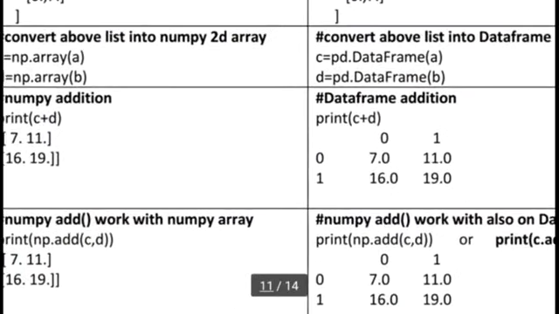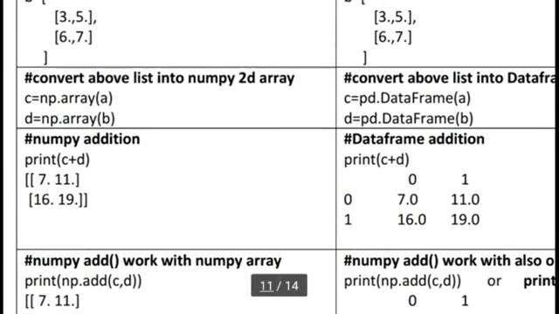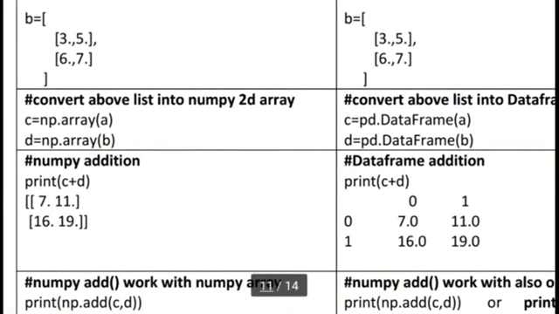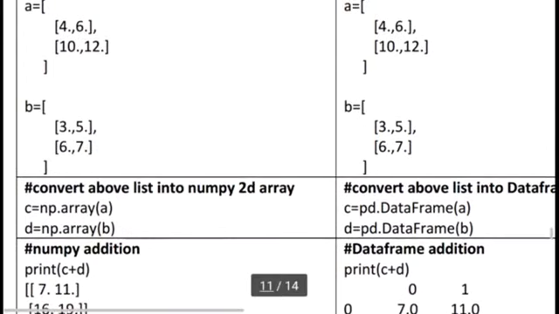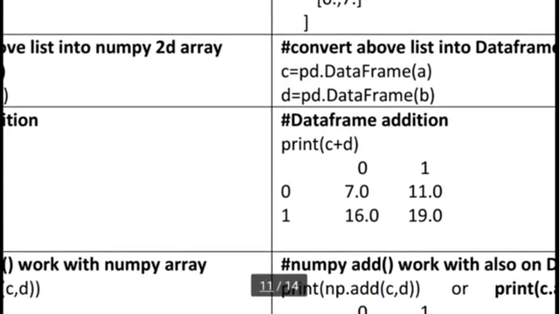In numpy, when you use C plus D, all values of A and all values of B, which is now a numpy 2D array, will be added. Here you can see 4 plus 3 is 7, 6 plus 5 is 11, 10 plus 6 is 16, 12 plus 7 is 19. The same equation I write with data frames, C plus D. The result is 7.0, 11.0, 16.0, 19.0.